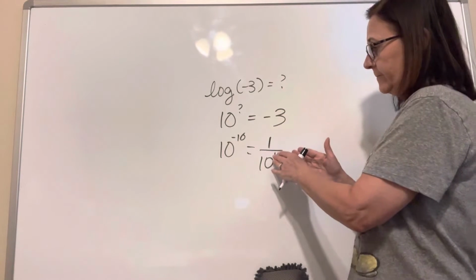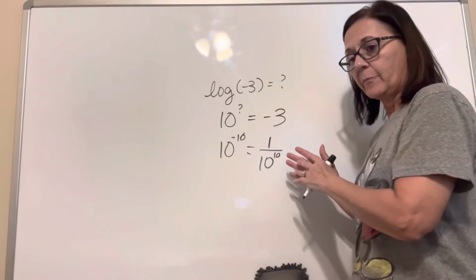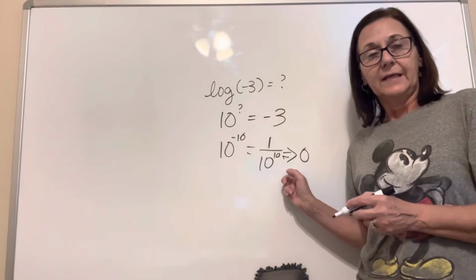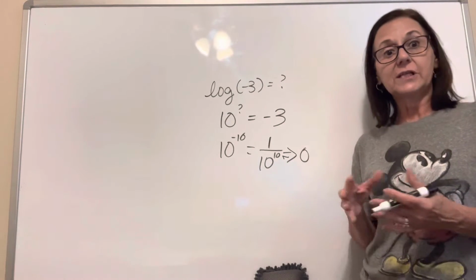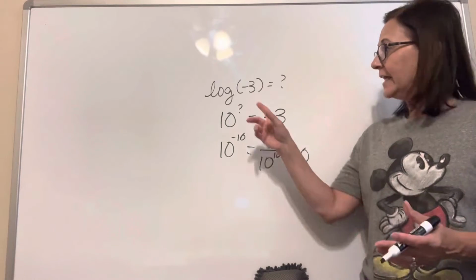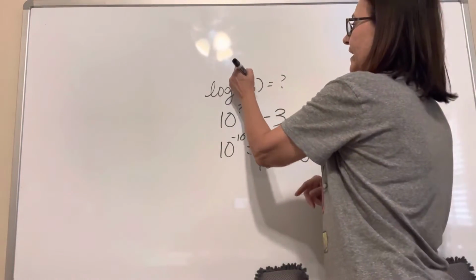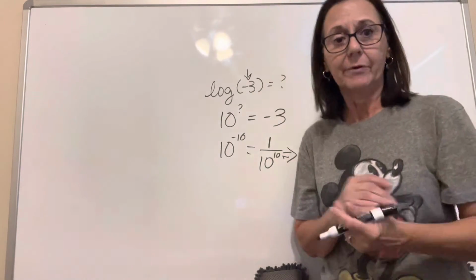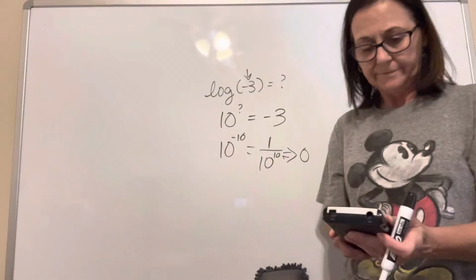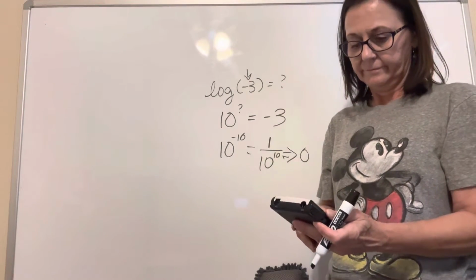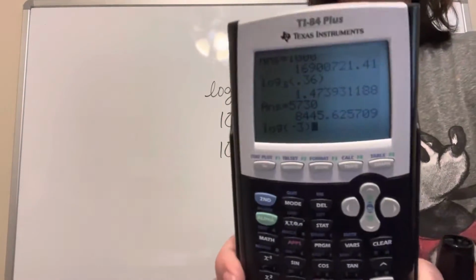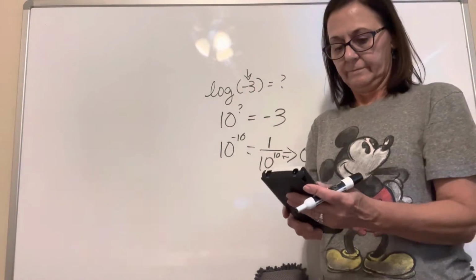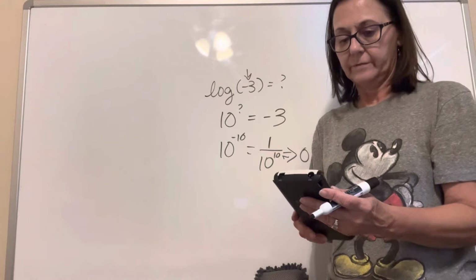So literally, this value approaches 0. It's never 0. It just gets smaller and smaller and smaller. This value can never be negative. Your argument can never be a negative number. If you did it in your calculator, you'd get an error. See, error. It doesn't work.